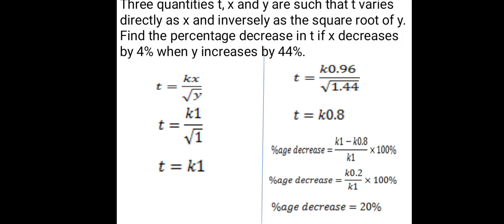Three quantities T, X, and Y are such that T varies directly as X and inversely as the square root of Y. Find the percentage decrease in T if X decreases by 4% and Y increases by 44%. Now the percentage decrease is 20%.